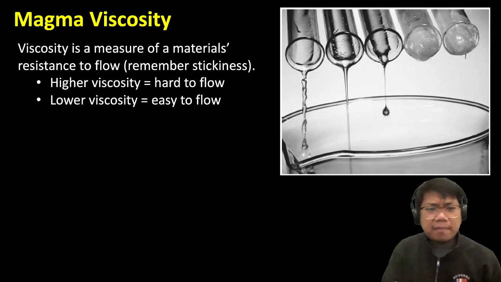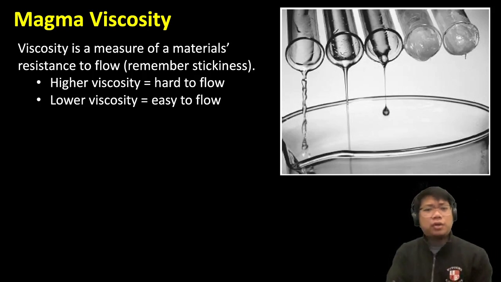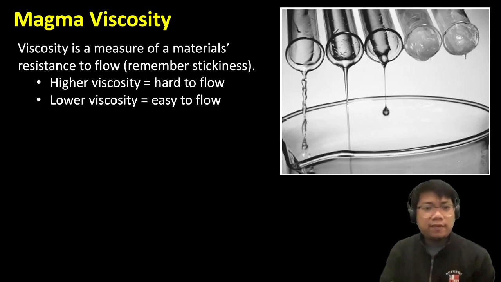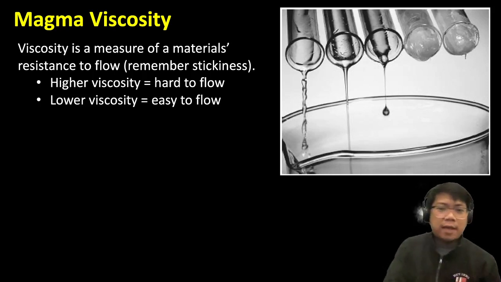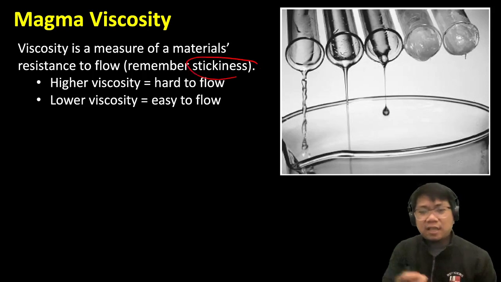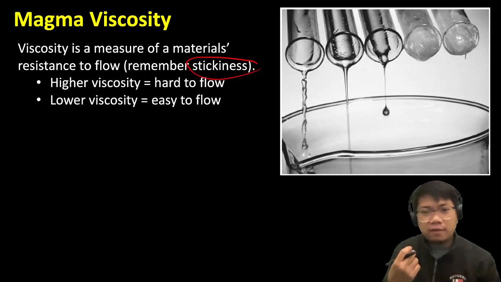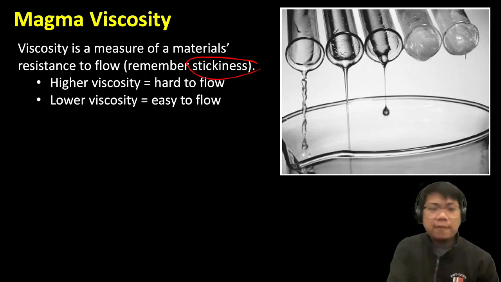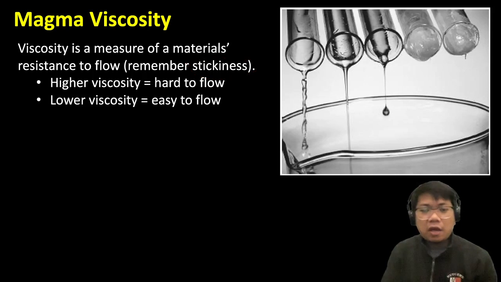Okay, so what is magma viscosity? Viscosity is a measure of a material's resistance to flow, and you might want to remember the stickiness of a fluid or of a liquid. So remember the stickiness or the thickness of a liquid. Higher viscosity means it is hard to flow, whereas lower viscosity means it is easy to flow.